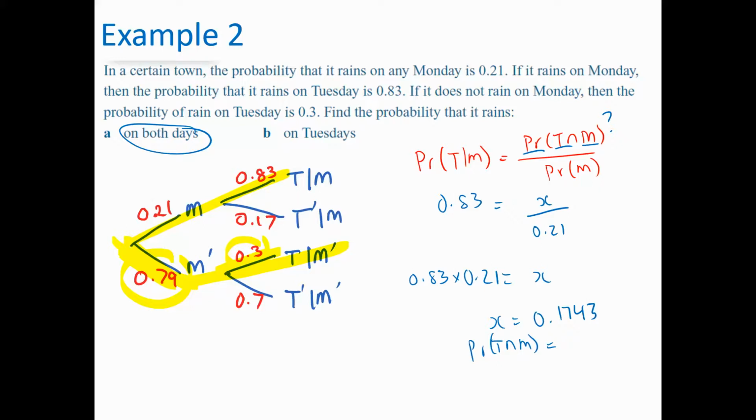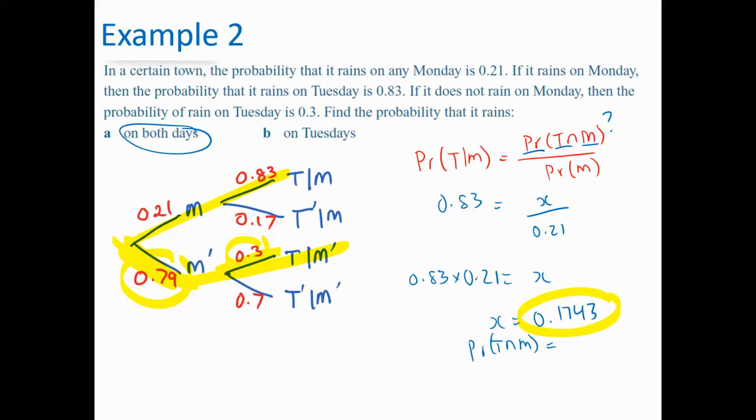Was that what you said? I thought you said 0.1743, and did you say times that by 0.3? No, the 0.79 times 0.3. Oh, sorry, I misunderstood what you were saying. Yes, you're right.